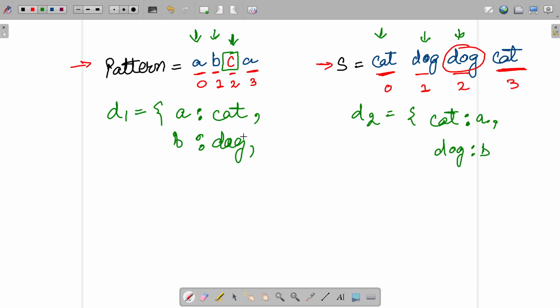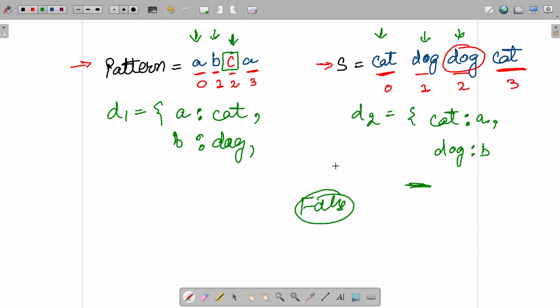It basically means this is not the same, right? Because there should be another word which is not present in this dictionary. The pattern says that this C is new, but the string says this dog is already present, so here we are going to return false.